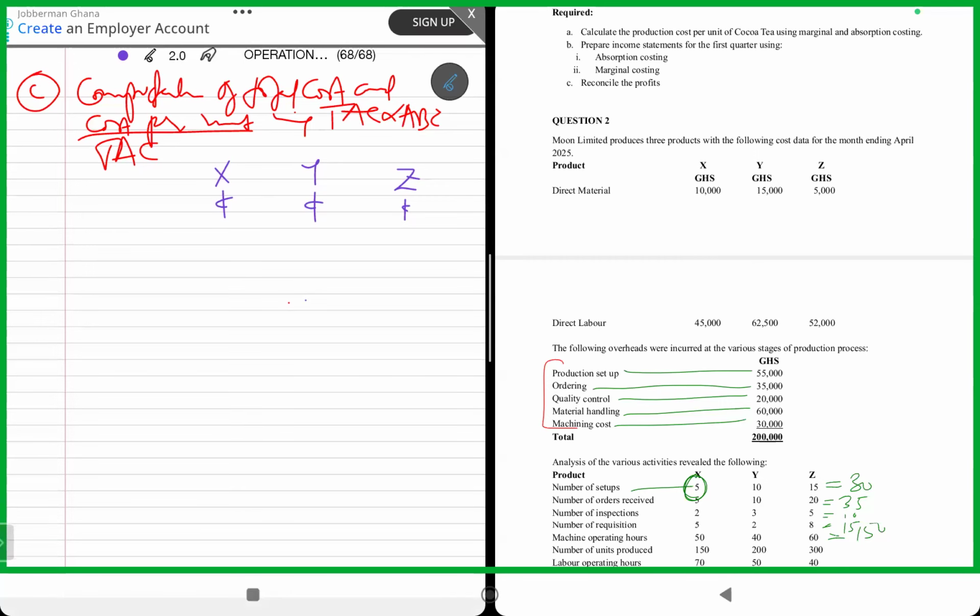We start. We are costing a product. What's the first thing to do?